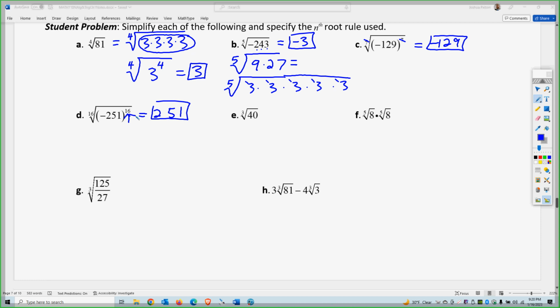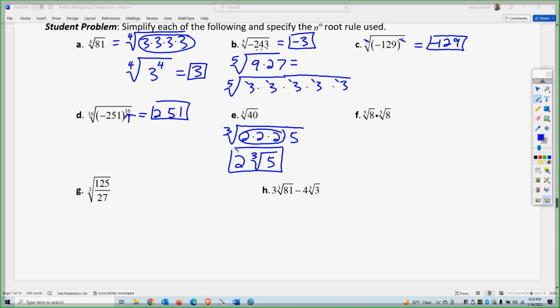This next one is the third root of 40, which is 2 times 2 times 2 times 5, right? 4 times 10 is 40. So there is a group of 3 2's. So this is 2 third roots of 5. So that is a non-perfect radical.